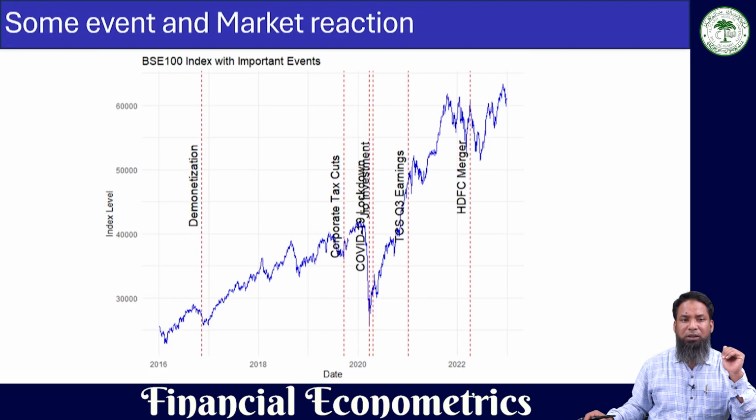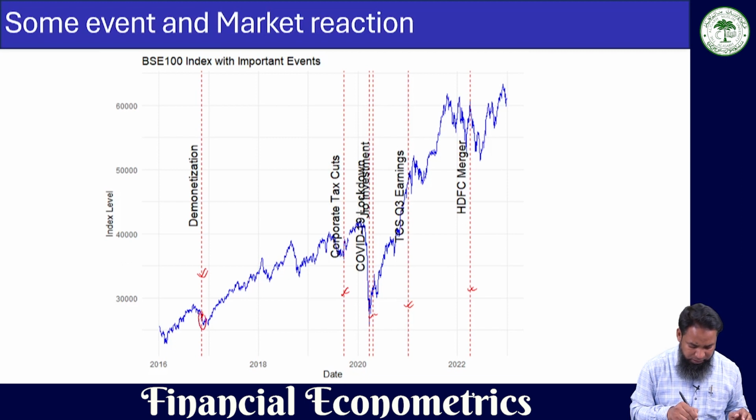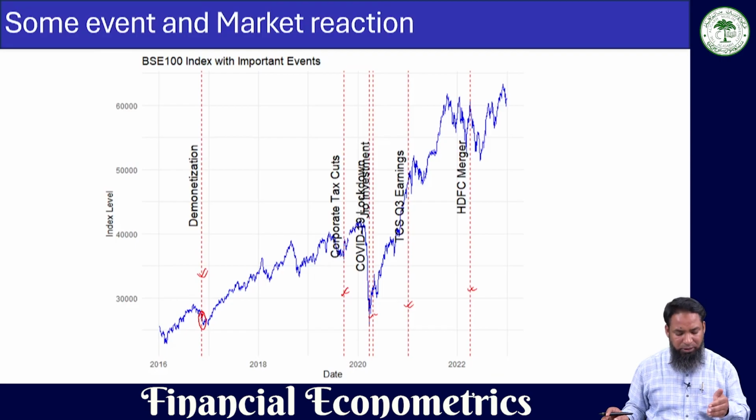For example, if we see here, I have plotted the evolution of the BSE 100 index, which is basically a broader index representing the Bombay Stock Exchange, and it is an overall measure of the market performance. So here we have plotted the time series, how it has evolved, and these red lines are the markers of the different events which have occurred. For example, let us say the demonetization in 2016 happened here. Then here we can see there is the jump, there is the fluctuation. So does this demonetization have an effect? If it does, then how?